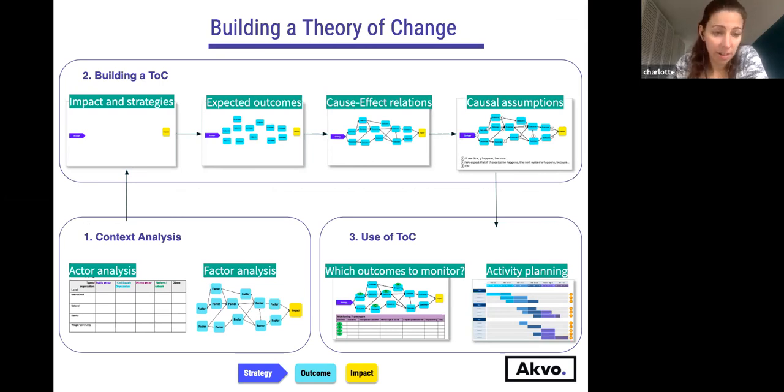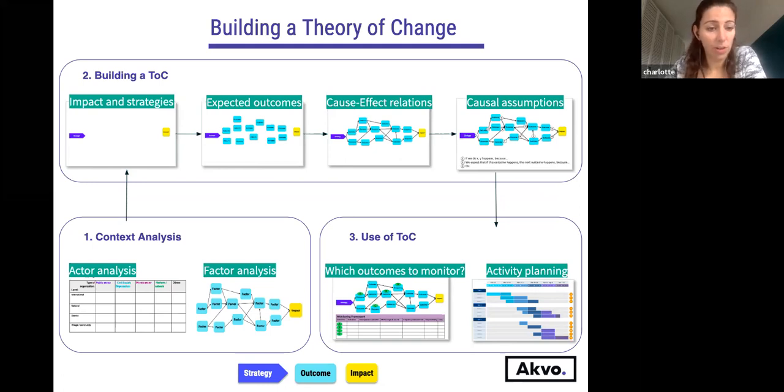So you start at the left bottom here, the context analysis. Actor analysis: what stakeholders are there in the project, but also all the relevant stakeholders that the project may have effect on. A factor analysis is more what are the problems and the challenges, perhaps also opportunities that are there. And together they are the context analysis.